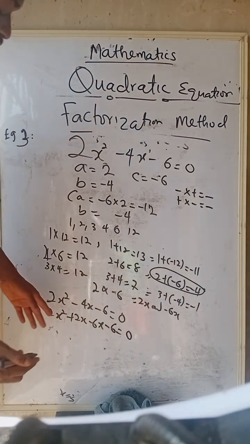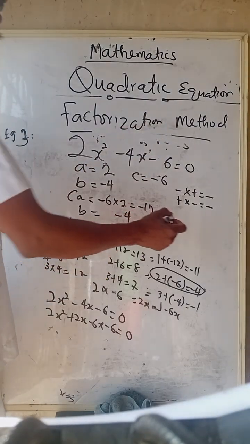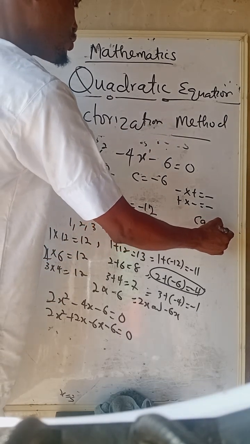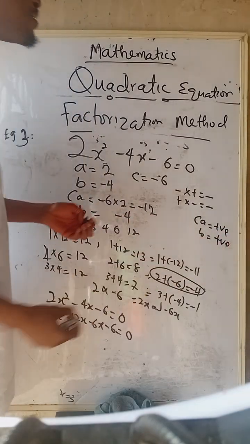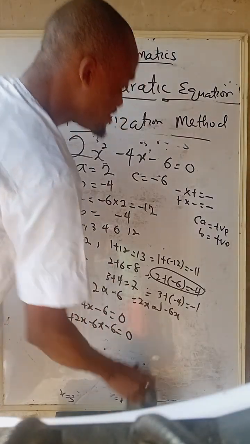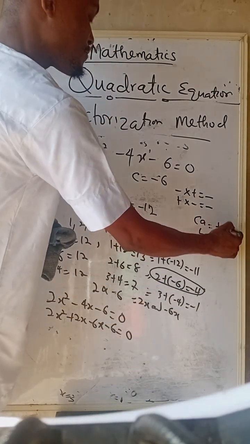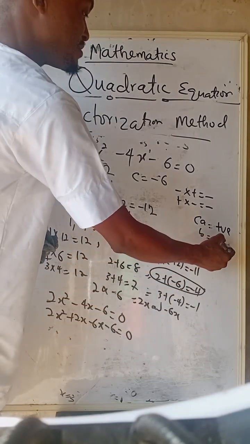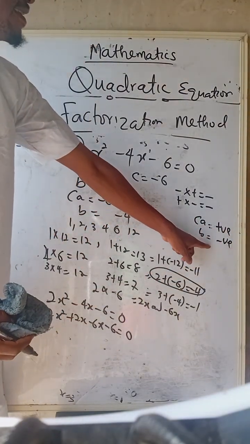So this lets us know that there are some rules. In our first example, our ac is positive and our b is also positive. It means the two numbers we are going to have will be positive values. In the second example that we did, our ac is positive and this place is negative. It means that the two numbers will be negative.